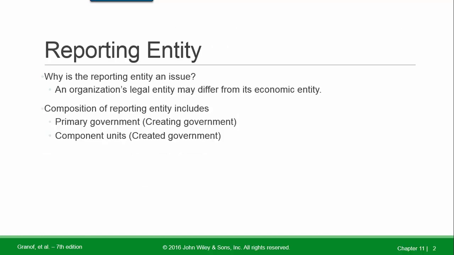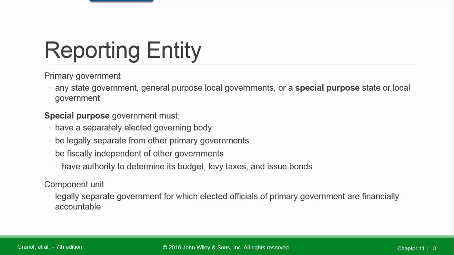Reporting entity. Why is the reporting entity an issue? An organization's legal entity may differ from its economic entity. The composition of the reporting entity includes the primary government, the creating government, the component units, the created government. Primary government: any state government, general purpose local governments, or a special purpose state or local government.